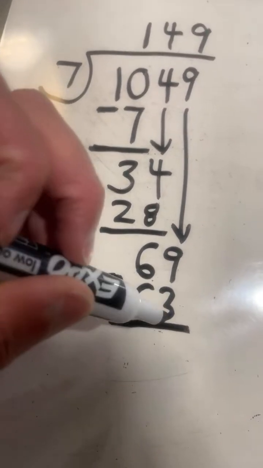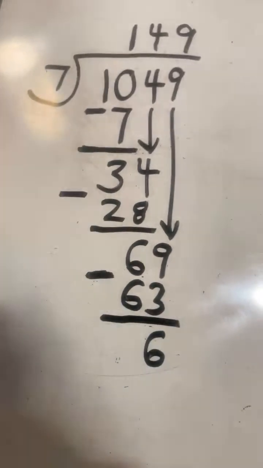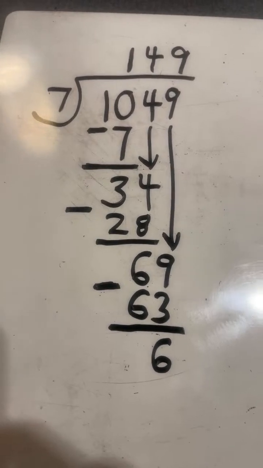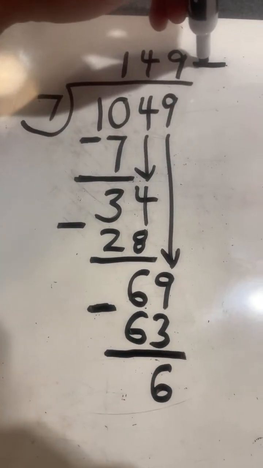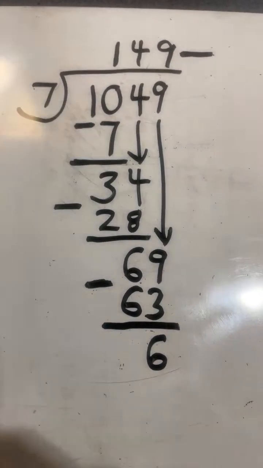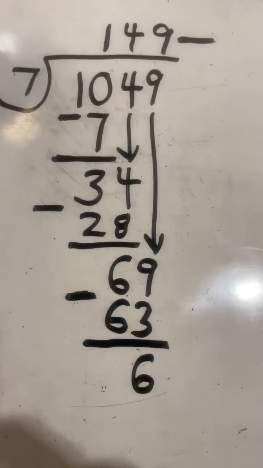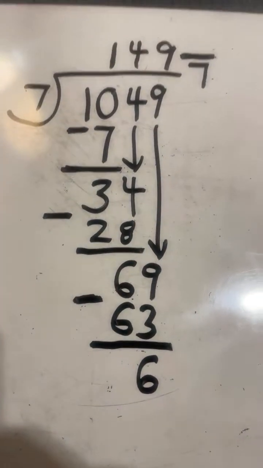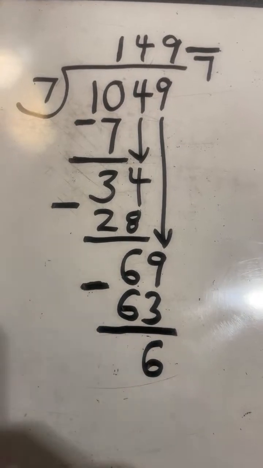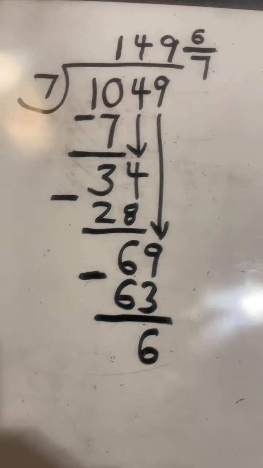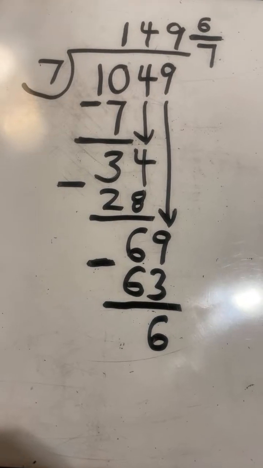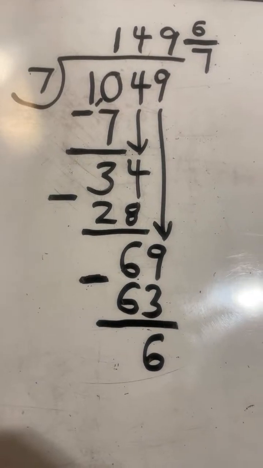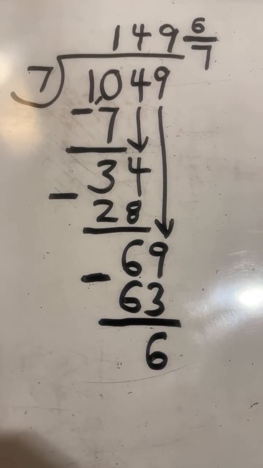69 minus 63 equals 6, so we have a remainder of 6. Now to find the mixed number, very simple. The number we're dividing by is our denominator. What are we dividing by? We're dividing by 7. So that's our denominator. Our remainder is our numerator. So what do we have a remainder of? We have a remainder of 6, so that ends up being our numerator. And we have our final answer. 1,049 divided by 7 equals 149 and 6/7.